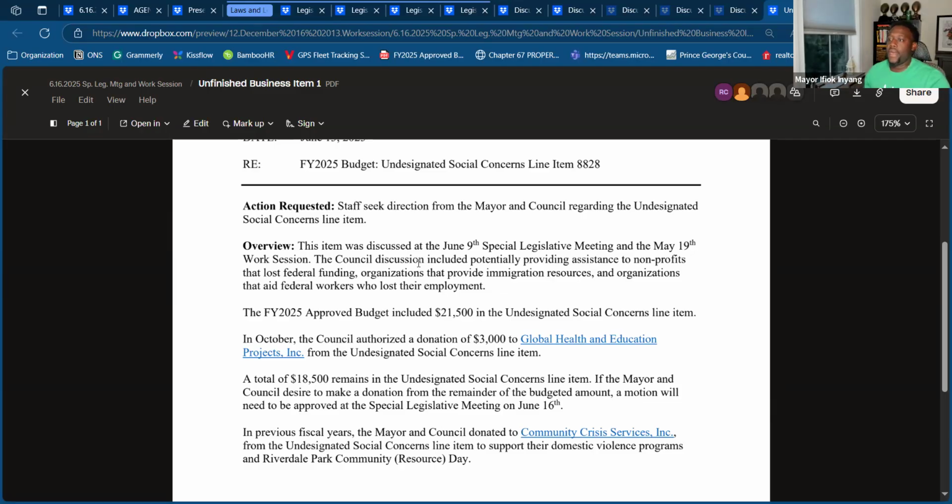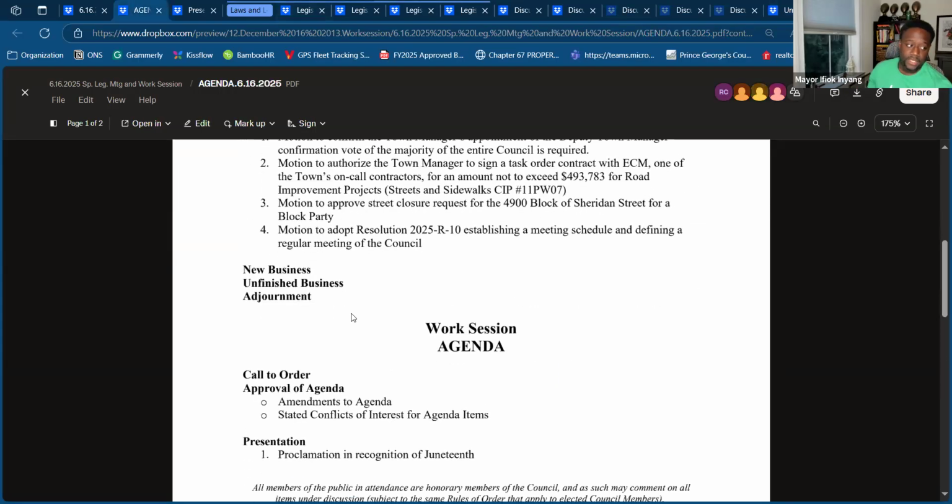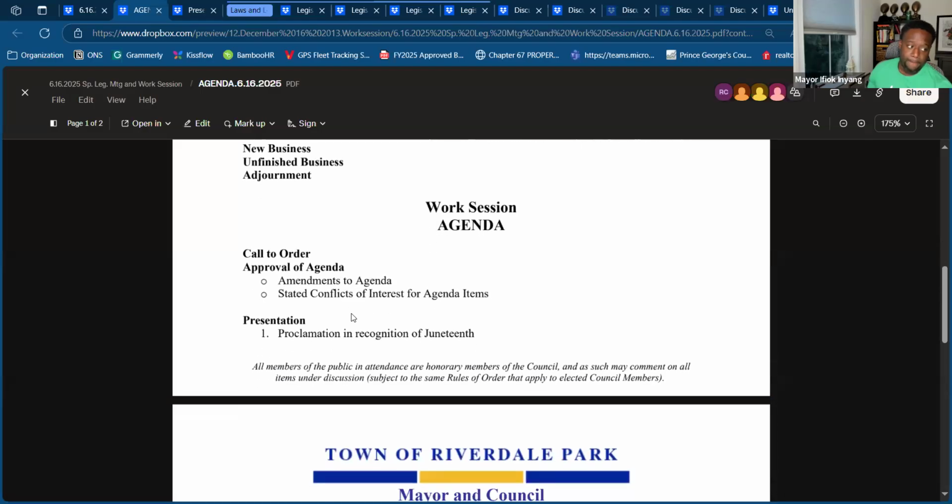Okay, going back to the agenda, that was the last item of unfinished business. Next, we have adjournment for the special legislative meeting. Is there a motion to adjourn? So moved. Second. Motion by Councilmember Foe, seconded by Councilmember Smith. We don't discuss motions to adjourn, so we'll go to roll call vote.